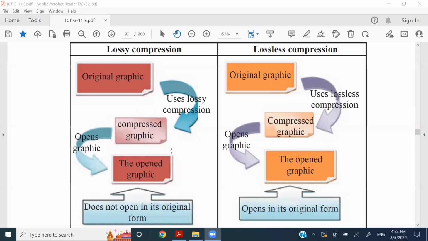And when you are doing lossless compression, the compression will happen without losing any quality of the graphic. And when you are going to reuse it, or when you are going to open or extract it, you can get the original picture as it was before being compressed, right? So lossy compression will help you to reduce the capacity in a bigger manner. When it comes to lossless compression, the reduction is not that big, right?